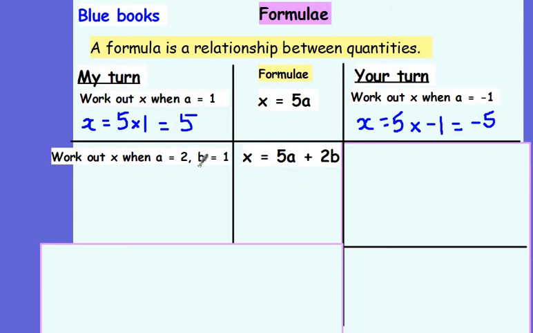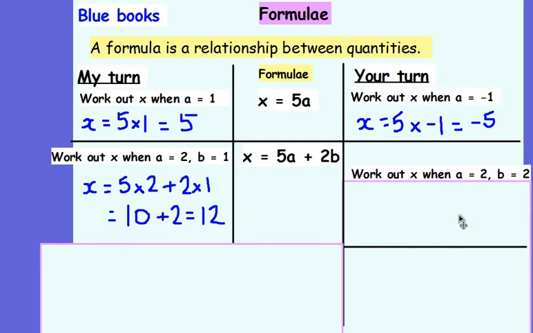Here's my example. Work out x when a is equal to 2 and b is equal to 1. I've been told x is equal to 5a plus 2b. So everywhere I see an a, I need to write the number 2. So that's 5 times 2. Remember 5a means 5 times a, plus 2b, 2 times 1, which gives me 10, plus 2, which gives me 12.